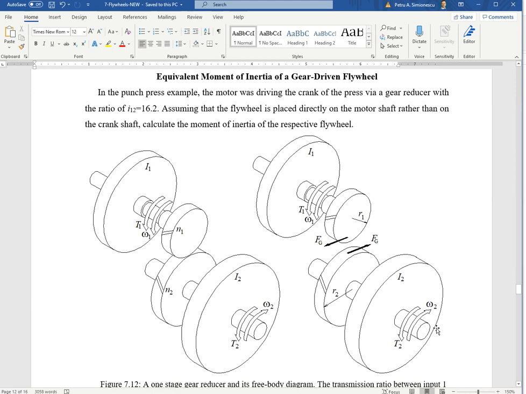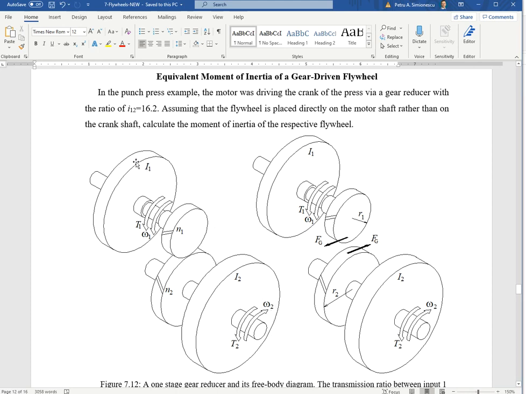Okay, equivalent moment of inertia of a gear drive flywheel. It could be a belt transmission, by the way. So if you have a gear pair, N1 and N2 are the numbers of teeth, R1 and R2 are pitch radii, and you have an input torque and input angular velocity, and then it's loaded by a resisting torque T2. As you can see, it's opposing motion here. Torque is in the direction of rotation, and motion of the shaft is inverse because of gear transmission. So this is omega 2.